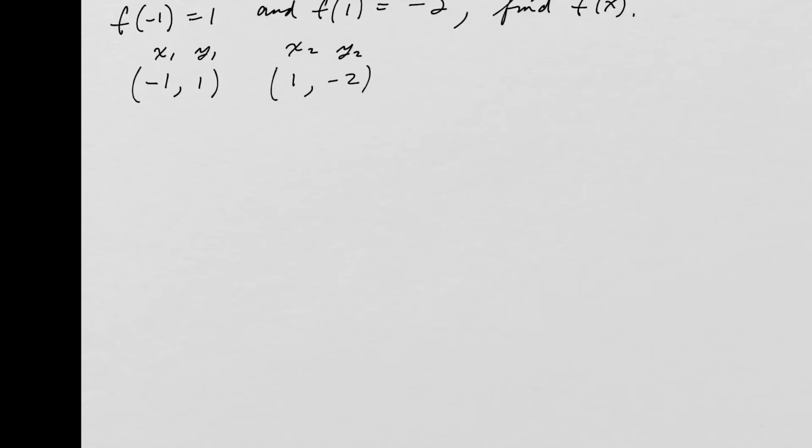So let's use that first equation, the point slope form of a line, to figure out the equation of a line. So the first thing I need to do is compute the slope, right? So I know the slope is going to be y2 minus y1 over x2 minus x1.